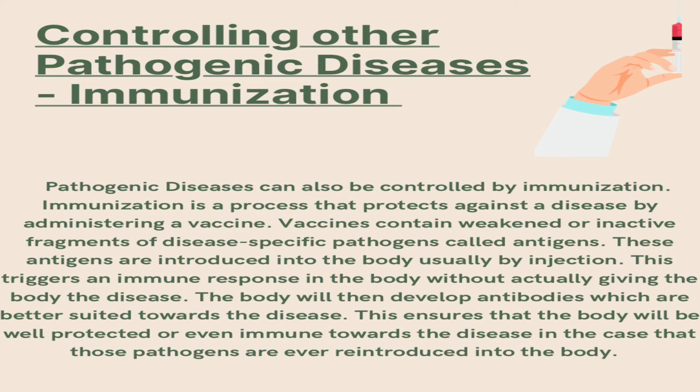Controlling other pathogenic diseases. Immunization. Pathogenic diseases can also be controlled by immunization. Immunization is a process that protects against a disease by administering a vaccine. Vaccines contain weakened or inactive fragments of disease-specific pathogens called antigens. These antigens are introduced into the body, usually by injection.